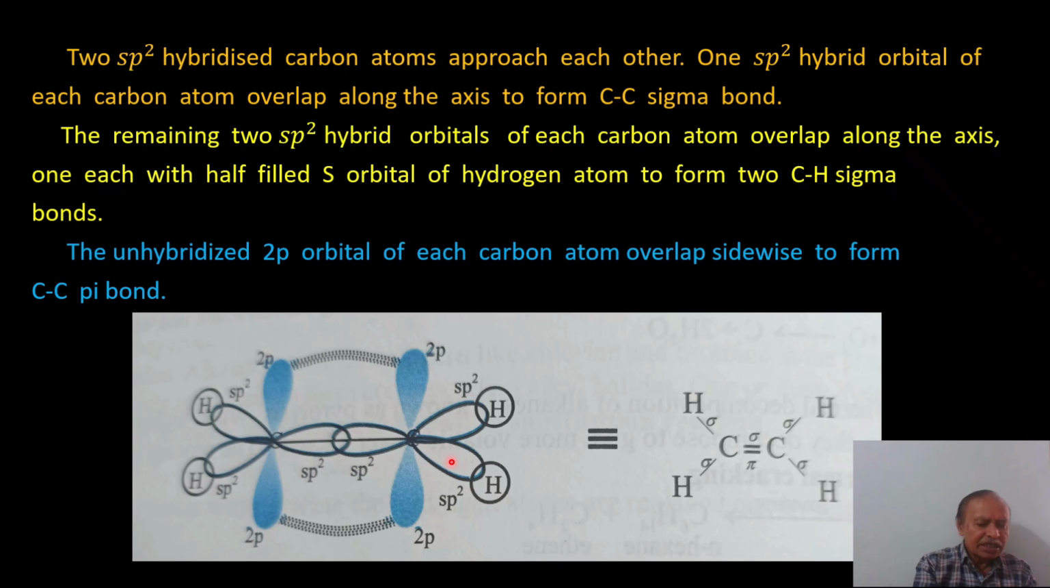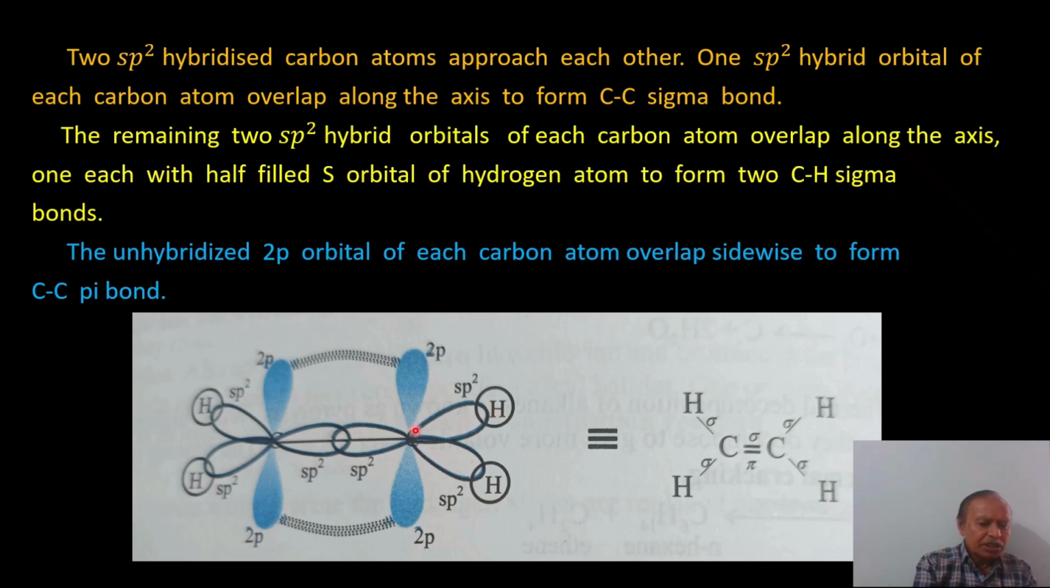Similarly, this sp2 hybrid orbital overlaps along the axis with the half-filled s orbital of this hydrogen atom. In this way, these carbon to hydrogen bonds are formed. This is one carbon to hydrogen bond. This is another carbon to hydrogen bond. Similarly, this is the third carbon to hydrogen bond, and this is the fourth carbon to hydrogen bond.